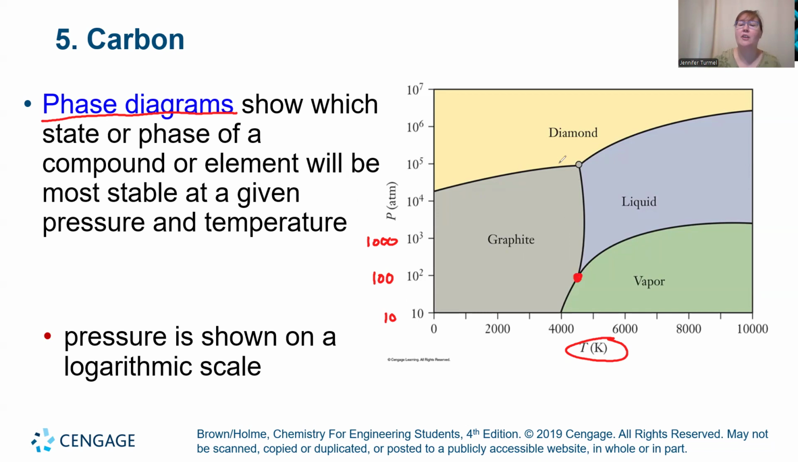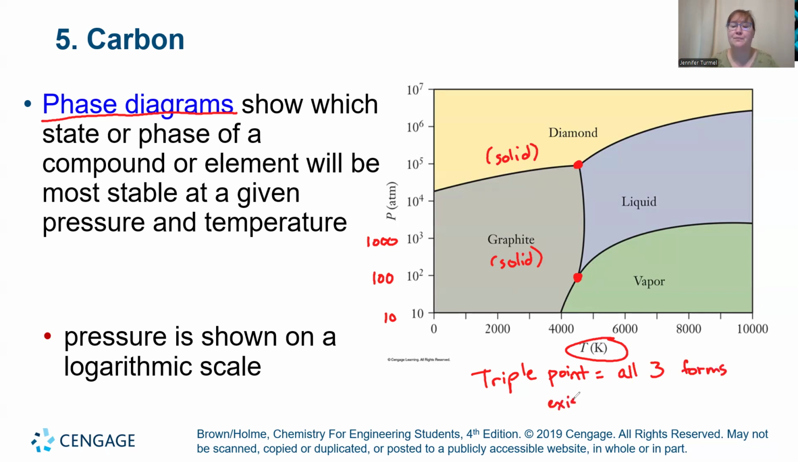And this is what's called a triple point, and this is a triple point. And a triple point is a place, most elements do not have more than 1 triple point because they don't have these 2 main forms of solid. So this is a solid up here in the diamond region, and our graphite is a solid. And so we have 2 triple points. And a triple point is a place where all 3 forms exist at once.